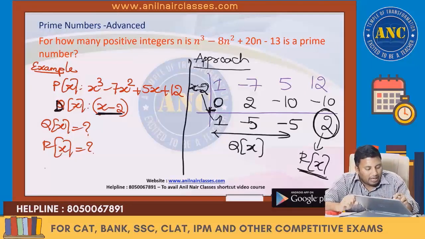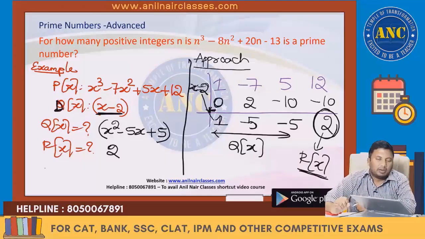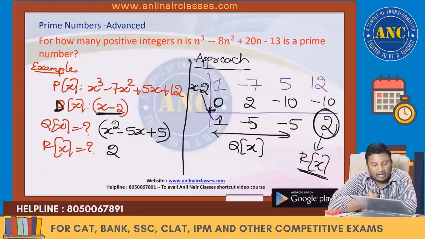When a cubic is divided by linear, the answer will be quadratic. So the quotient will be x square minus 5x plus 5, and the remainder will be 2. Two or three examples we will solve. It should be clear to you.